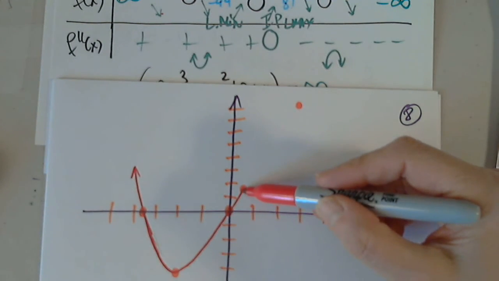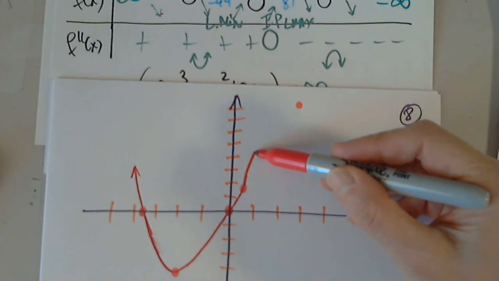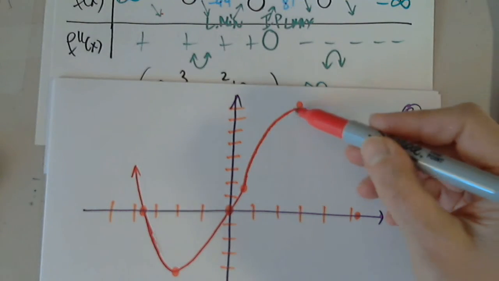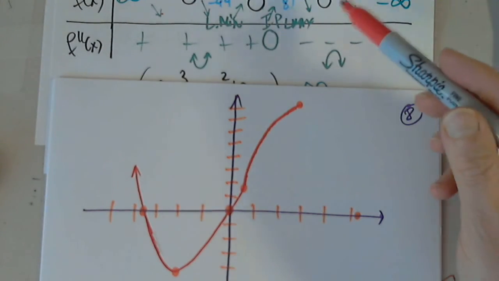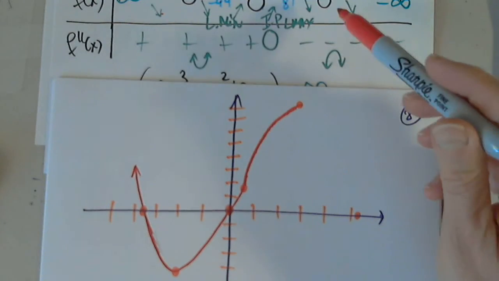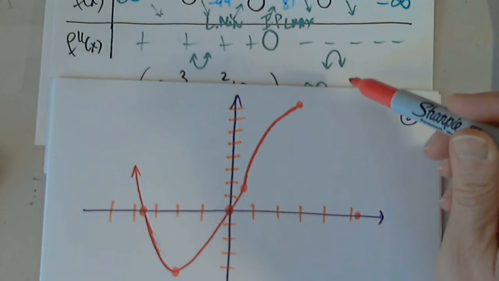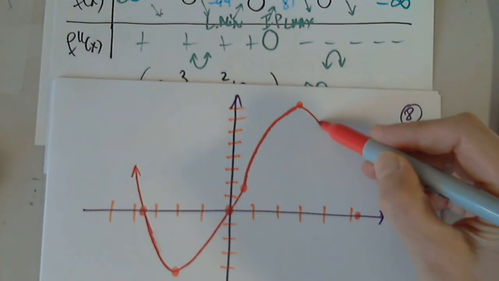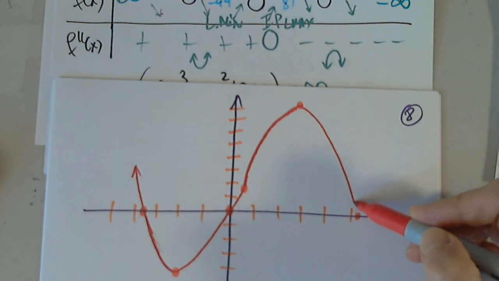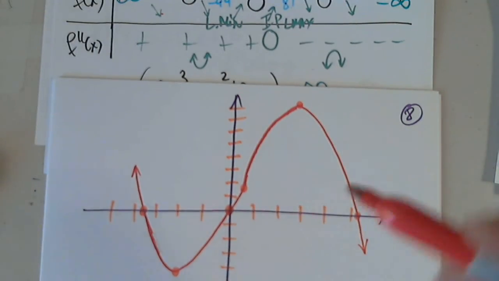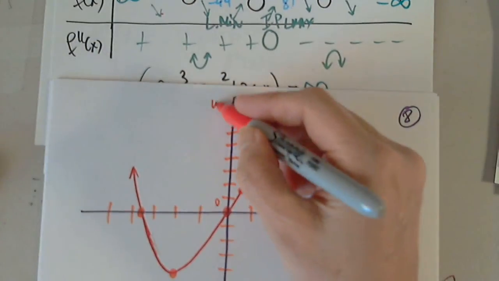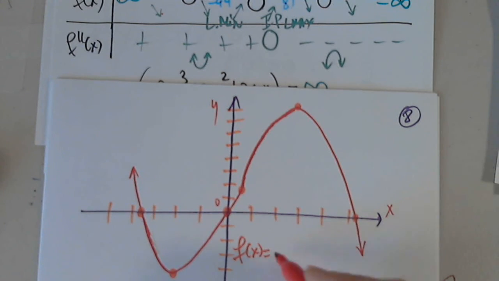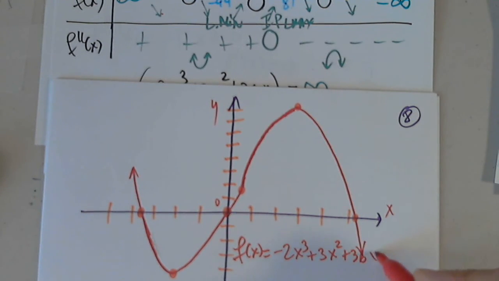1, 2, 3. Opening downward. And then it will continue to decrease all the way, opening downward, crossing the x-axis at 5, blah, blah, blah. This is the graph of f of x, -2x cubed plus 3x squared plus 36x.